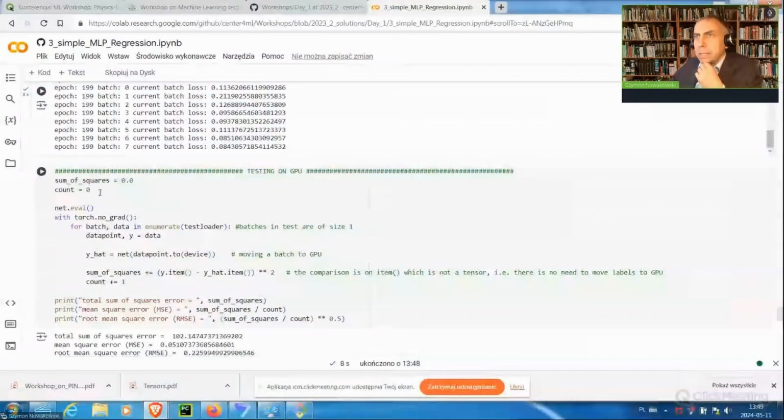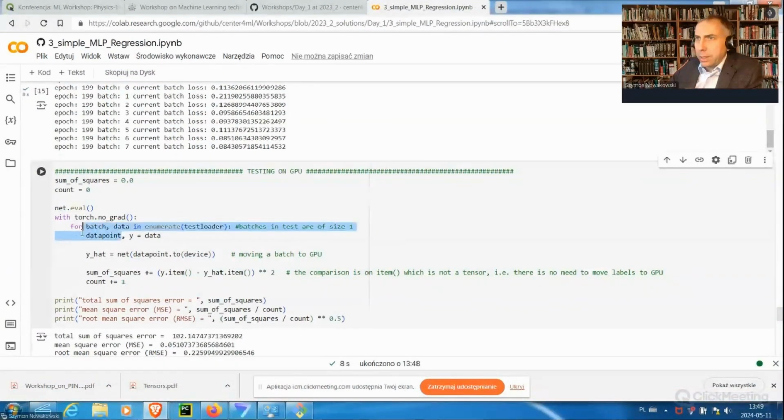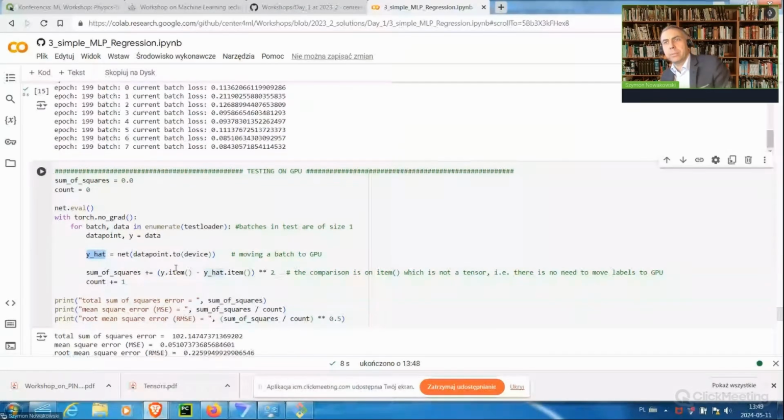And what about testing? For the testing, observe that again, our network is on the device, so the data point, the input, needs to go to the same device before it is fed to the network. Then y hat would be a tensor on a GPU. But here we compare only the items. Remember that the batches for the test set were set to 1, so we get only one number, which is wrapped in a tensor, but we remove it from this tensor by using this item. So even though this y hat is on the GPU, the item that is removed from y hat is on the CPU already because it is just a number, not a tensor.